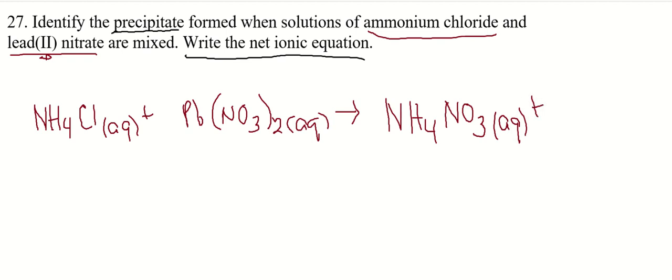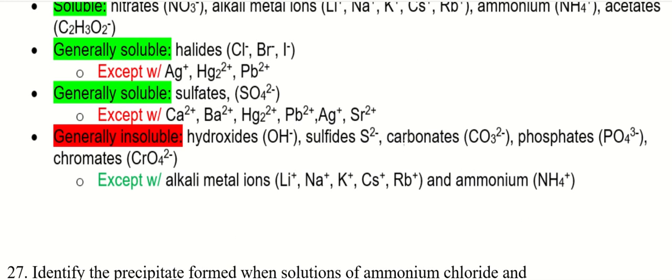And the lead 2 is going to end up with chlorine. This chloride anion is 1 negative, and the lead is in this case 2 positive because it tells you that. And we're going to crisscross them to get PbCl2. And that's going to be our precipitate. Chlorides, halides are generally soluble, but lead is an exception.